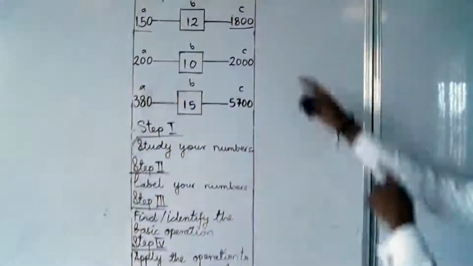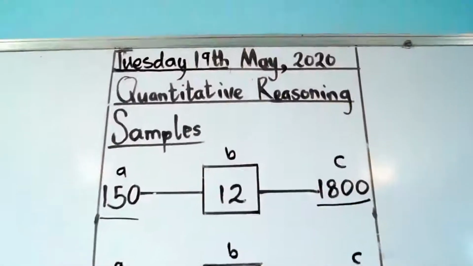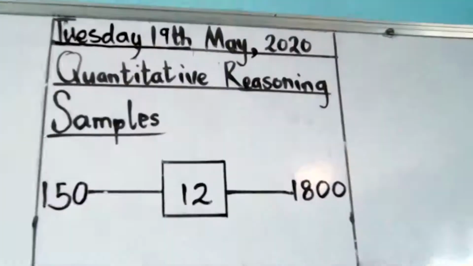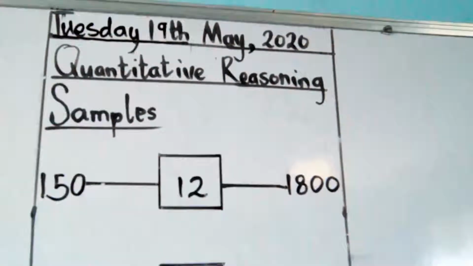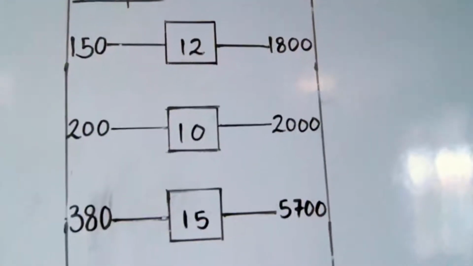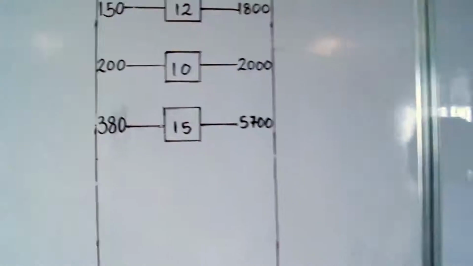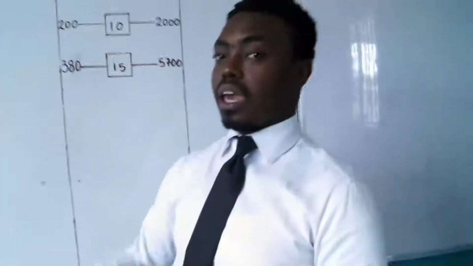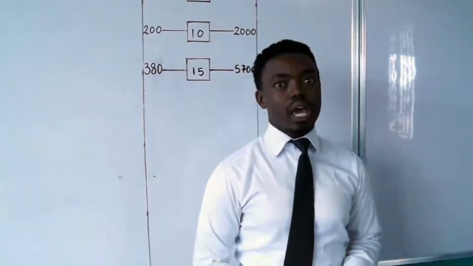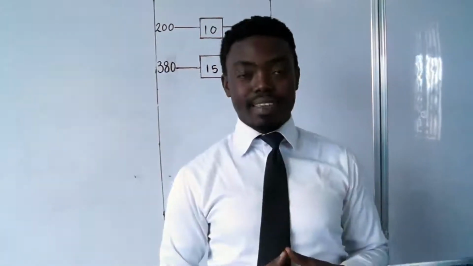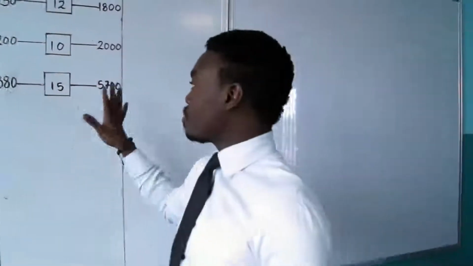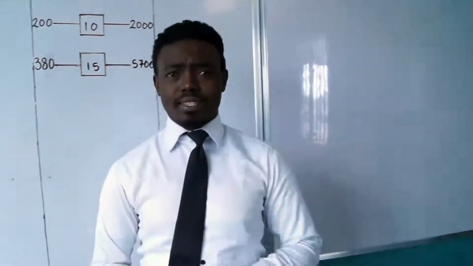And like we all know, I take quantitative reasoning. That's what I take every day. So let's start. Today we are looking at a very interesting topic in quantitative reasoning. And the topic we're looking at in quantitative reasoning today is multiplication and division. Multiplication and division is what we're looking at in today's quantitative reasoning.